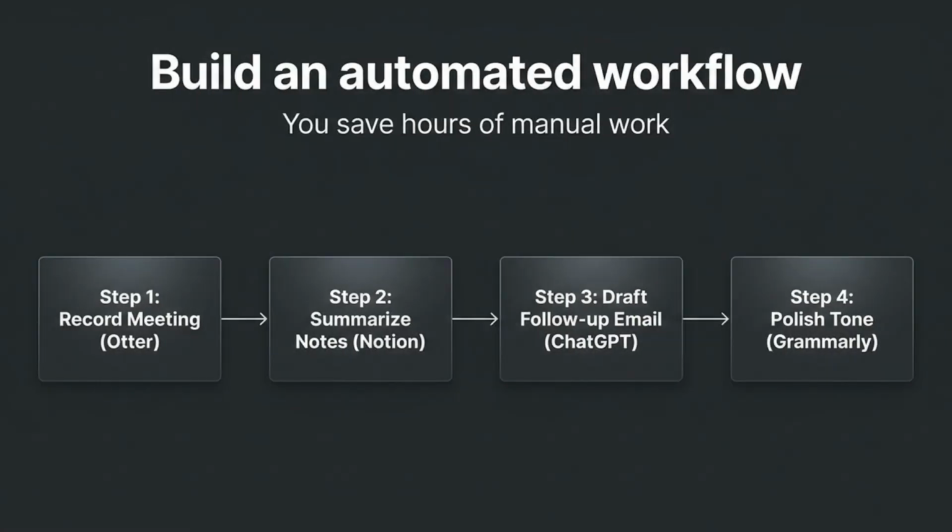An example automated workflow is recording a meeting with Otter, summarizing the notes with Notion, drafting a follow-up email with ChatGPT, and polishing the tone with Grammarly. This saves hours of manual work.